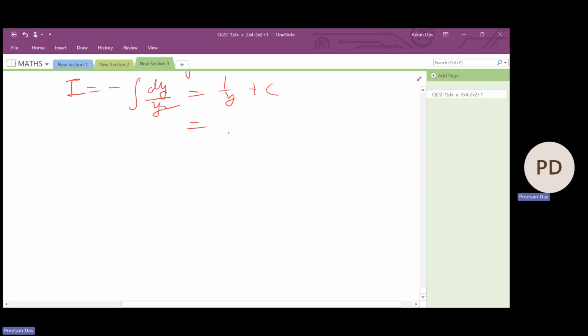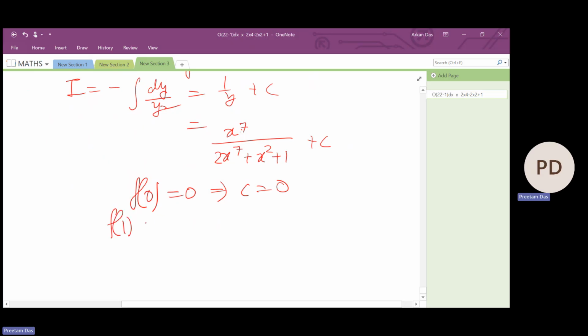Simplify to get x^7 over 2x^7 plus x square plus 1 plus c. F0 is given to be 0 in the question, so c equal to 0. So what will be F1? Very easy to calculate. It will be 1 over 4, which is given to be 1 over k. K is what? 4.